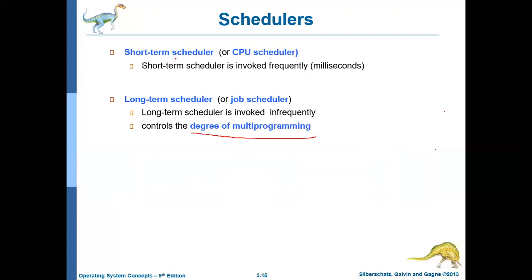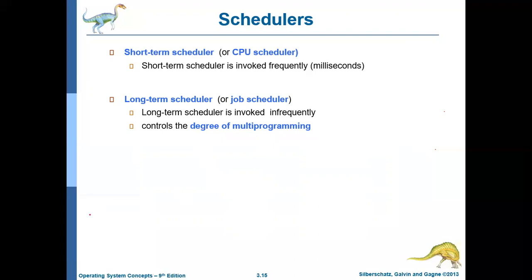So the short-term scheduler assigns the process in the ready queue to the processor, it should work at a very fast speed, and it will be invoked more frequently. The long-term scheduler moves processes from the hard disk to the ready queue. It will be invoked less frequently and need not be that fast. It controls the degree of multi-programming, that is, it decides how many processes the processor can execute simultaneously.